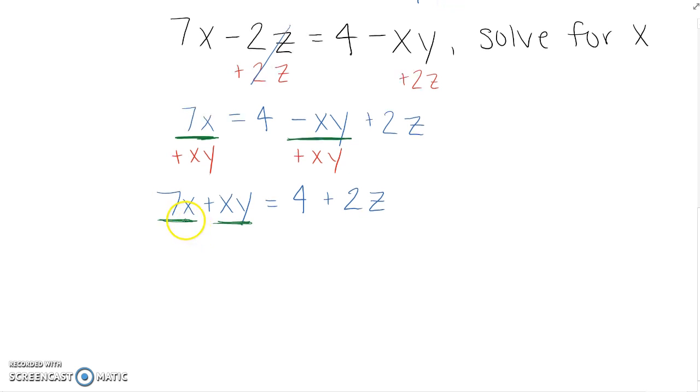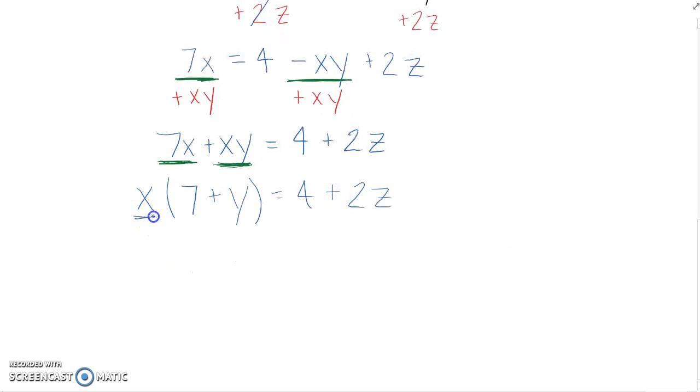So if I look at 7x and I look at xy, what do the two have in common? They both have an x. So I'm going to put an x on the outside and divide it out. So 7x divided by x is going to leave me with a 7. xy divided by x is going to leave me with a y. Close my parentheses and bring everything else down.